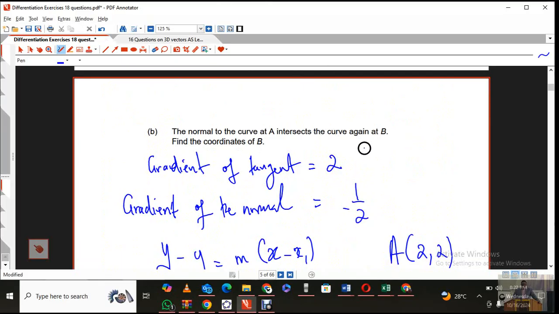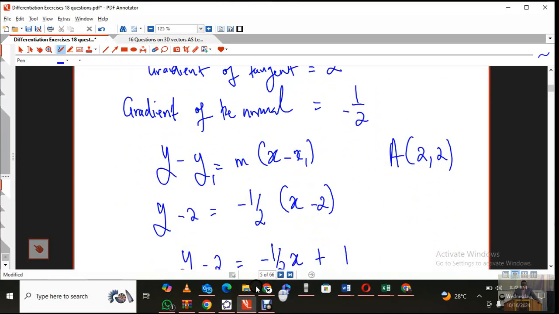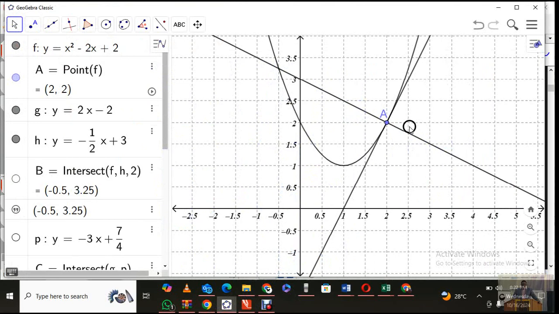It cuts again, the normal to the curve at A intersects the curve again at B. So what it means, if I go back to the diagram, is that the normal, which is this line that comes here all the way, cuts the curve here. And this point where it cuts the curve is where our point B will be. So what we are essentially looking for are the coordinates, and you can already see the x-coordinate is going to be negative 0.5, and the other one there will be between 3 and 3.5. So that is the coordinate that we are looking for.